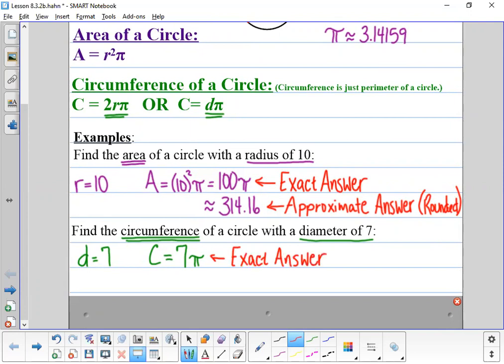If I want to find the approximate answer, I can do 7 times pi in my calculator. And my calculator tells me that the circumference would then be approximately 21.99. And I'm rounding that, which is what makes it an approximate answer. It is no longer exact, but it's close. It's just been rounded.